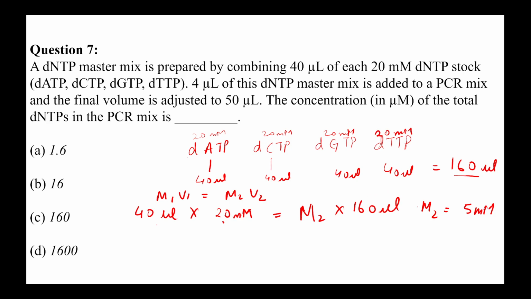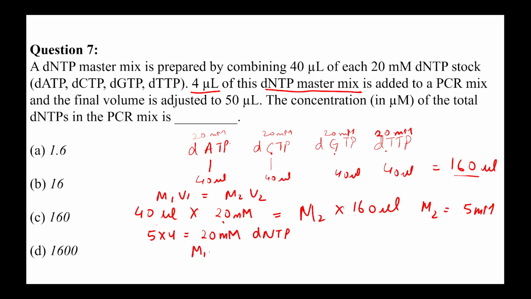Now, if M2 is 5 millimolar and we have 4 of these, so this will also be 5 millimolar, this will also be 5 millimolar, and this will also be 5 millimolar. That means total dNTP concentration is 5 into 4, because we have 4 dNTPs. So, the total dNTP concentration will be 20 millimolar. Now, the dNTP master mix concentration is 20 millimolar. And we are taking 4 microliter of that master mix. That means we are taking 4 microliter of this 20 millimolar.